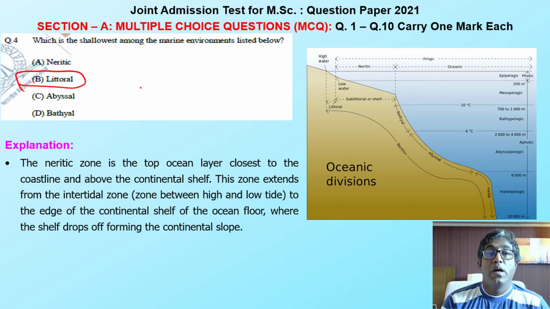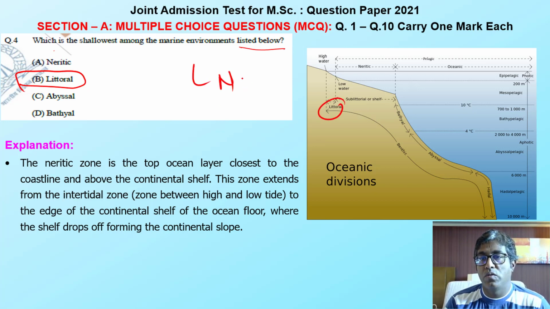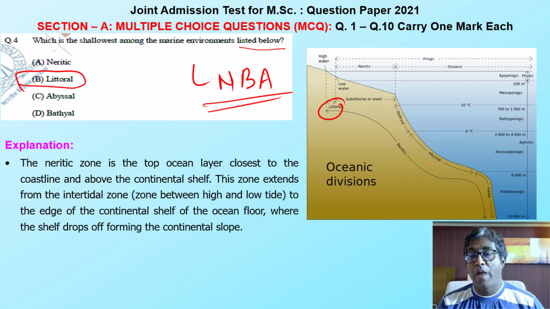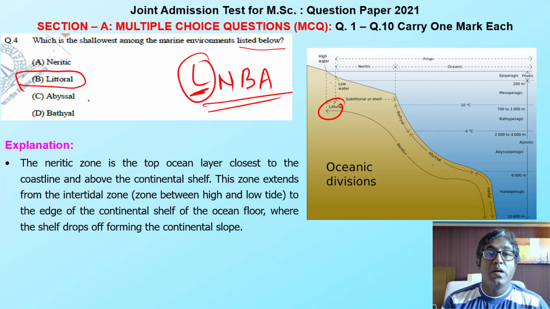This is also a direct answer. The answer for this question is littoral. How? Let me explain to you. Which is the shallowest among the marine environments listed below? If you divide the ocean in terms of zones, then you have the neritic zone, then you have the bathyal zone, then you have the abyssal zone. So the abyssal is the deepest one, whereas the littoral is the shallowest one. So my answer should be littoral.